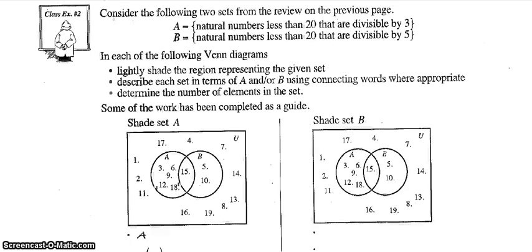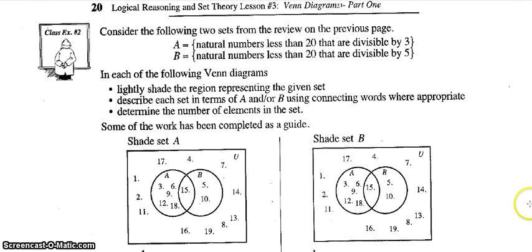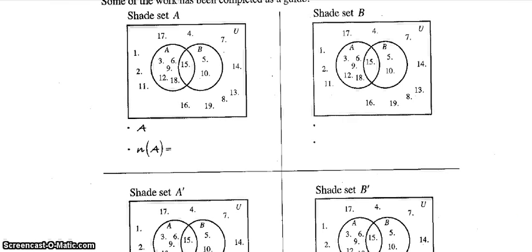Alright, then we're going to use the following to answer the question. We have the same picture from the previous page. Shade set A. Okay, let's shade set A. How many elements are there? 1, 2, 3, 4, 5, 6. And then they want you to list set A. Okay, let's do that.